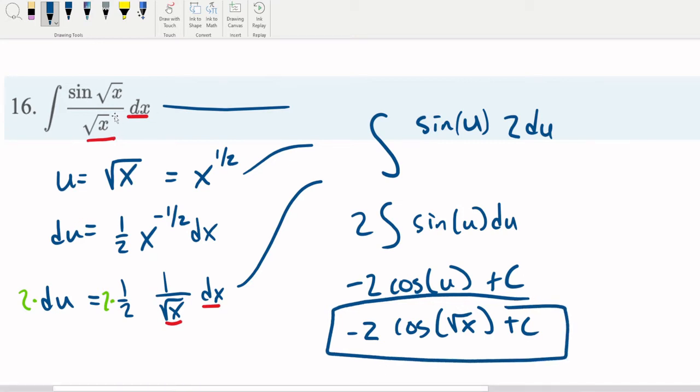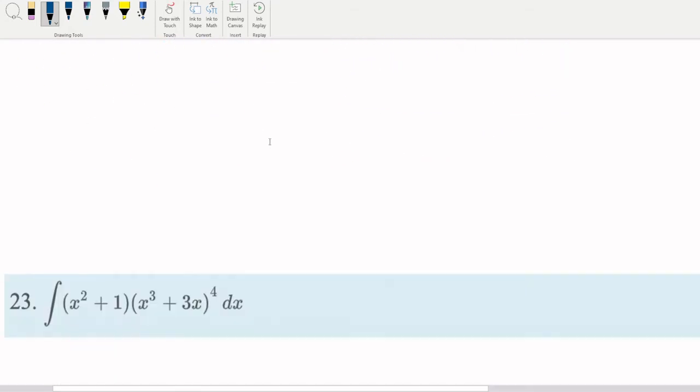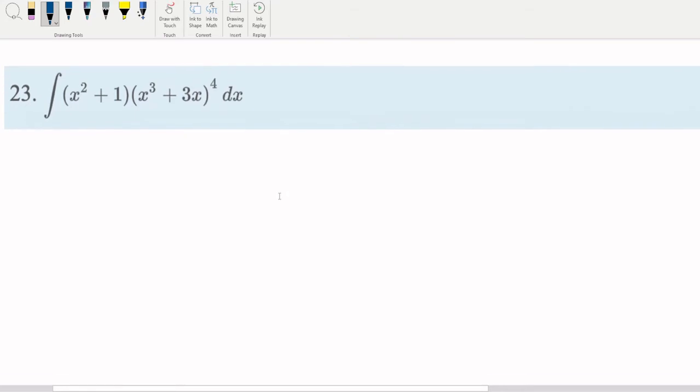So hopefully you can see how crazy looking I can make some of these, and they're just like, pick the right u, you're good to go. Whoops. Okay, let's keep going. Let's maybe kind of back up a little bit here, give myself some more space. All right.